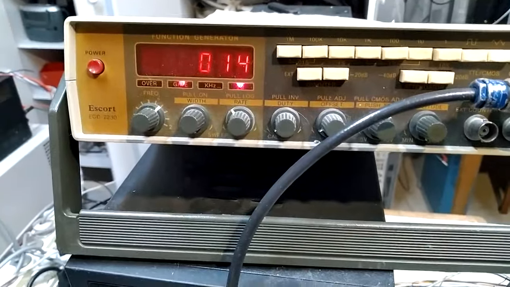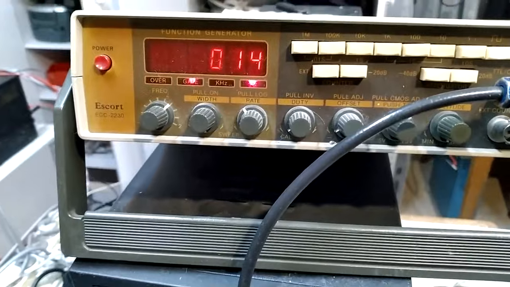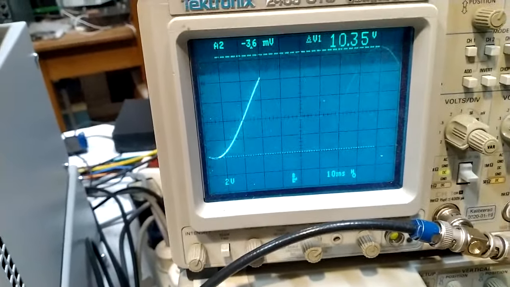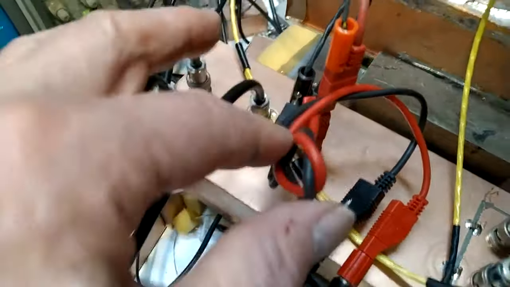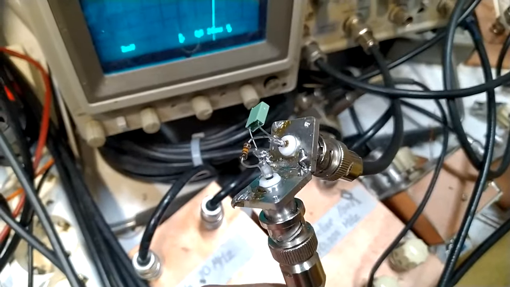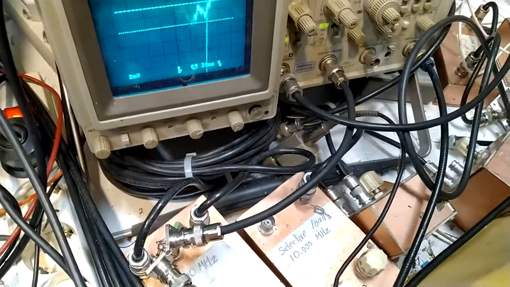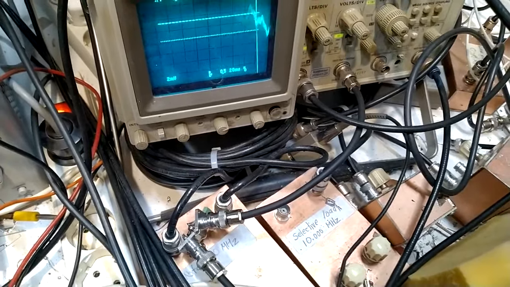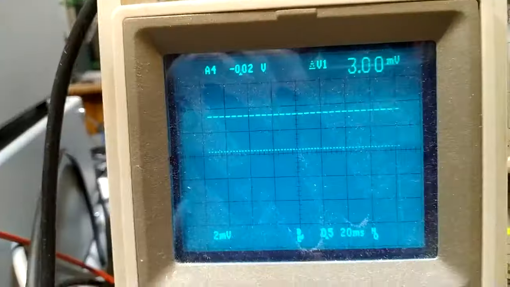I want to verify my finding, so I have set this generator to the maximum amplitude that it can produce. That happens to be 10.3 volts. I'm looking at the DC supply to the oscillator, which is the output of this box here, and I'm running it through an RC filter, 10 kilo ohms, 0.33 microfarads. That will filter away higher frequencies, but let 50 hertz and lower through. And then I look here.